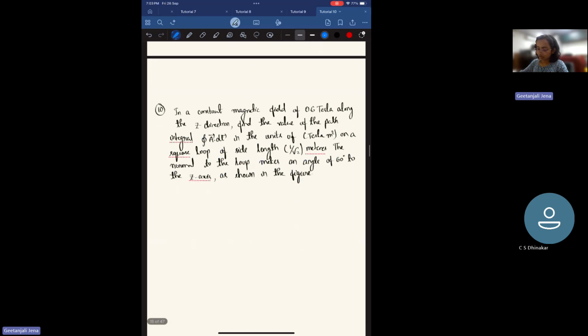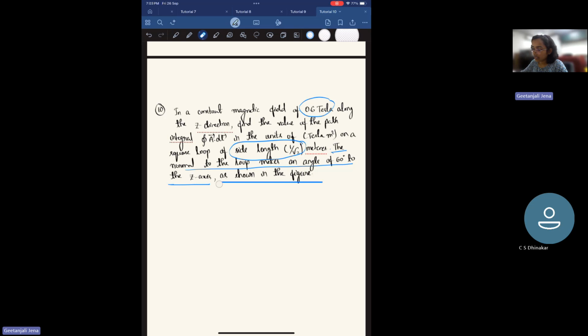For next question, so there is a constant magnetic field of 0.6 Tesla along the z direction. Find the value of the path integral A dot dl in the units of Tesla meter square on a square loop of side 1 by root 2 meters. Okay, so magnetic field is given, it is 0.6 Tesla. Square loop of side length 1 by root 2 is present in this magnetic field. And the normal to the loop makes an angle 60 degree to the z axis.